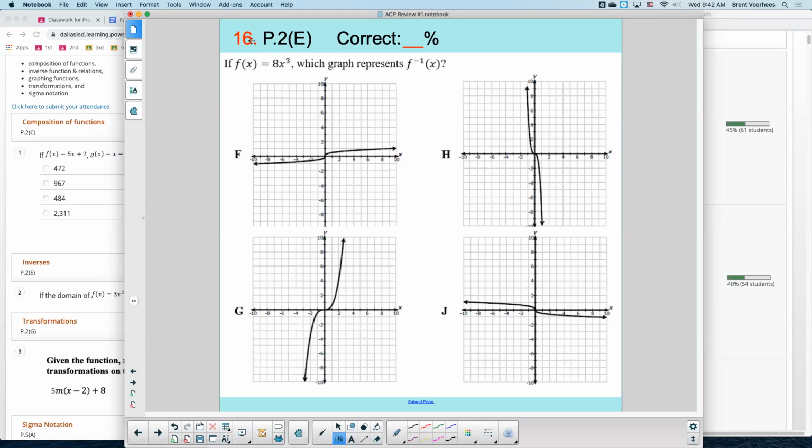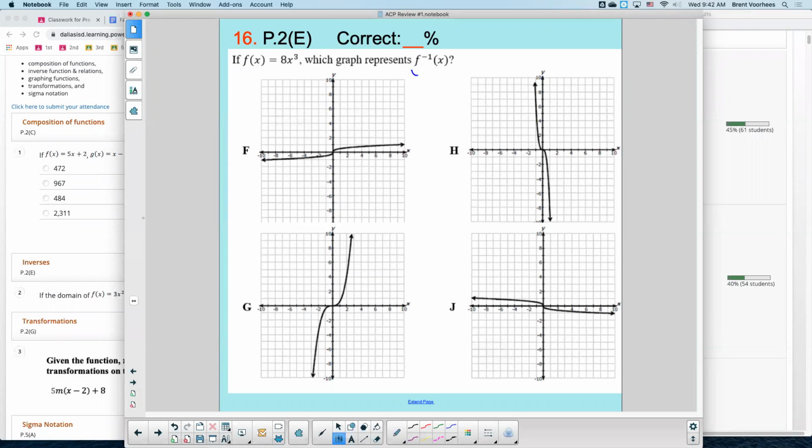All right, now we're going to take a look at inverses. For most students, or if they randomly got form A, this became problem number 16. Let's say you're looking at this problem and you see: if f of x equals 8x cubed, which graph represents f negative 1 of x? And let's pretend you don't remember what this symbol means.